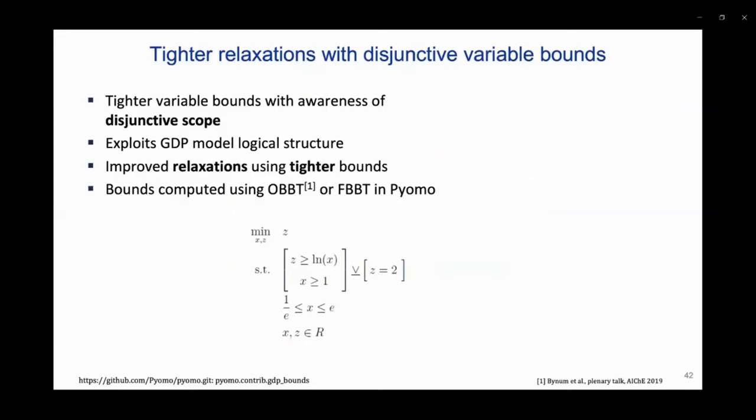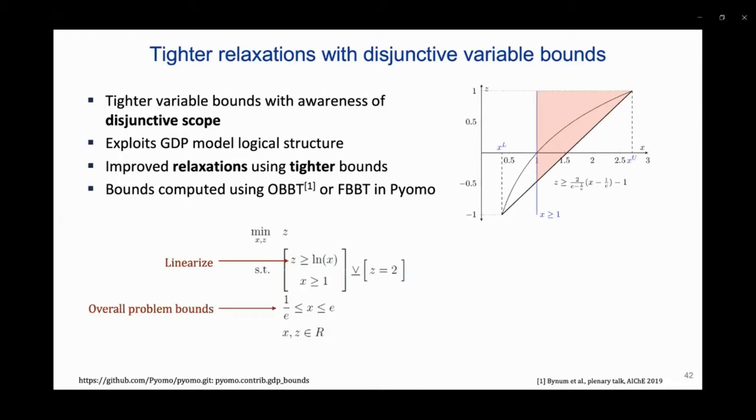Okay. Now, the other important thing when we deal with disjunctive problems, we can also come up with disjunctive bounds. That would be especially useful if you do global optimization. I have here a very simple example. Minimize this function, then you have a disjunction. If x is greater or equal than 1, then z is greater or equal than the log, or else z is equal to 2, and x is bounded between these values. So typically, if you do global optimization, what you want to do is to linearize that function, obtain an underestimator, and that's going to rely on your bounds. And this is basically the way we would view the underestimation of the log function.